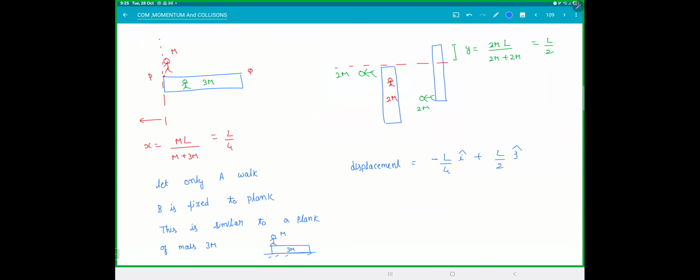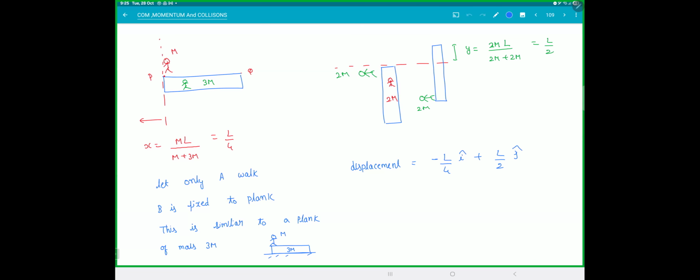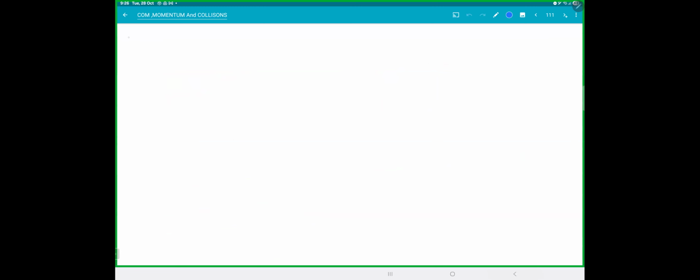Clear with this? Now, there are other variations of the same thing. So I'll just show you the other variations. Now, the same question, there are other variations. These are important to remember. In Mains they do ask. The question will be like this.